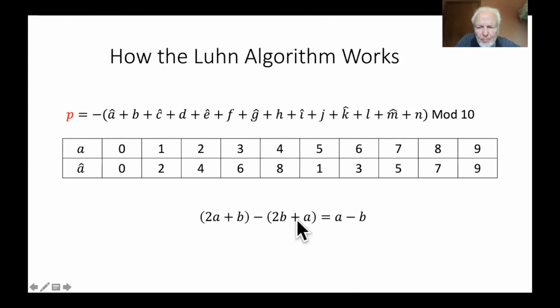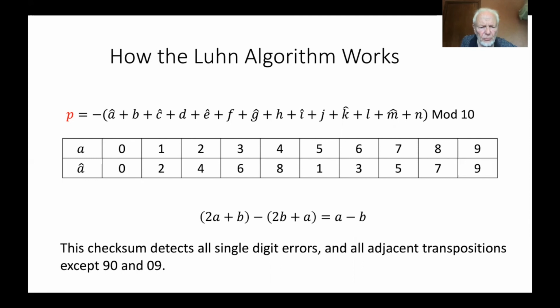Of course, if A and B are both 9, then it doesn't matter swapping them. So now we're left with the case where one of them is 9 and the other one isn't. Let's suppose B is 9, in which case the correct thing is B plus A hat, which is 9 plus A hat. If you swap them, you get 9 plus A, because the 9 stays the same when you hat it. So 9 plus A hat changes to 9 plus A. But A hat is different from A unless A is 0. So this will catch all single-digit errors and all adjacent transpositions except 9, 0 and 0, 9.